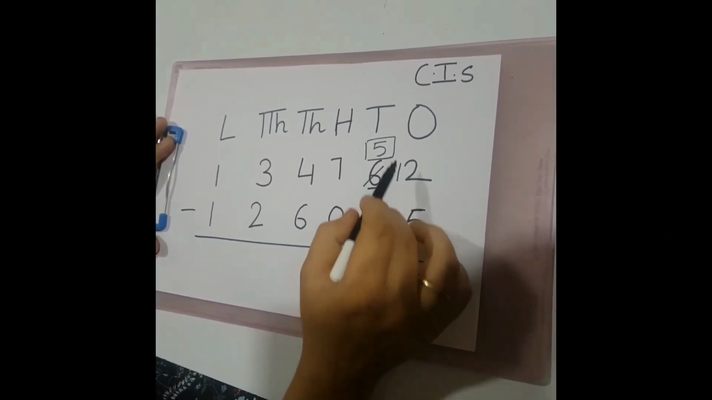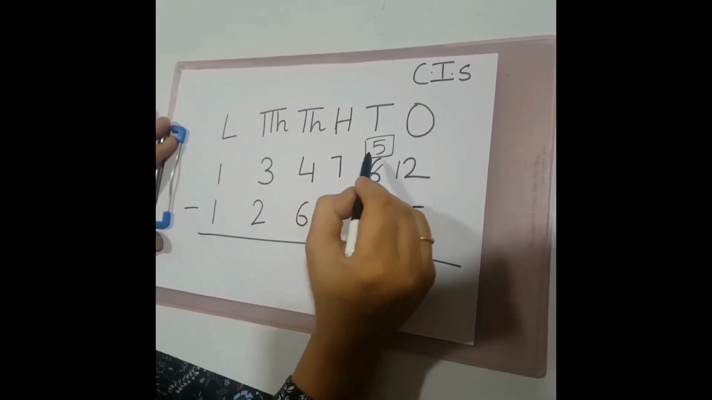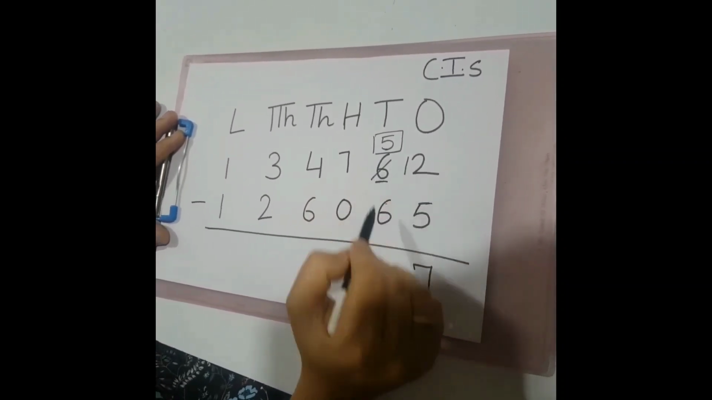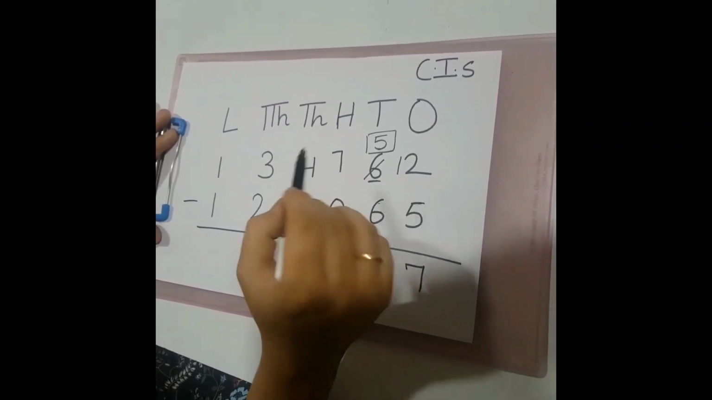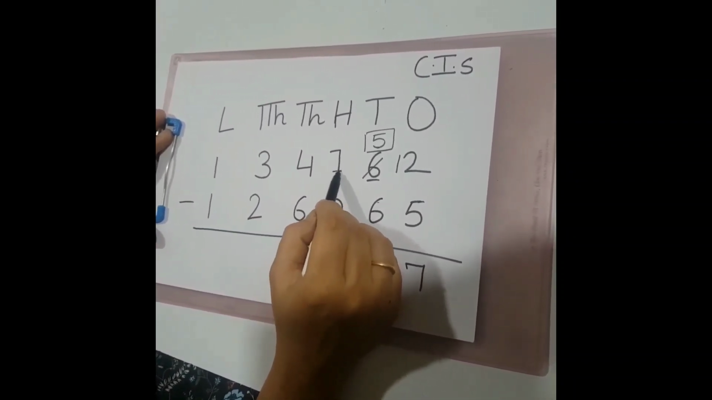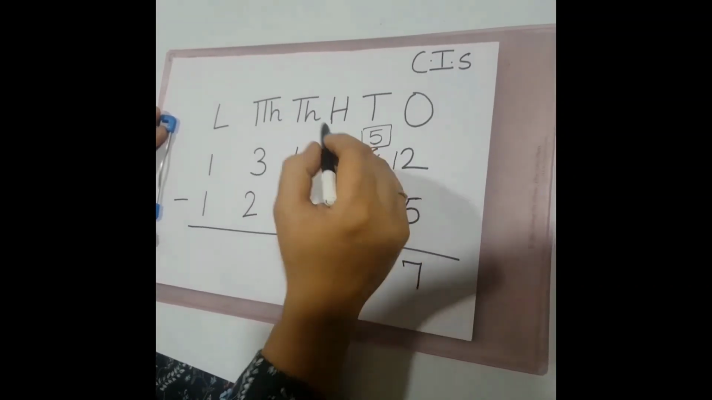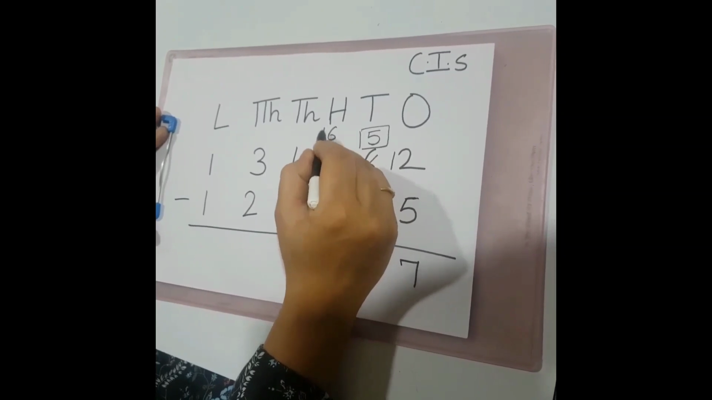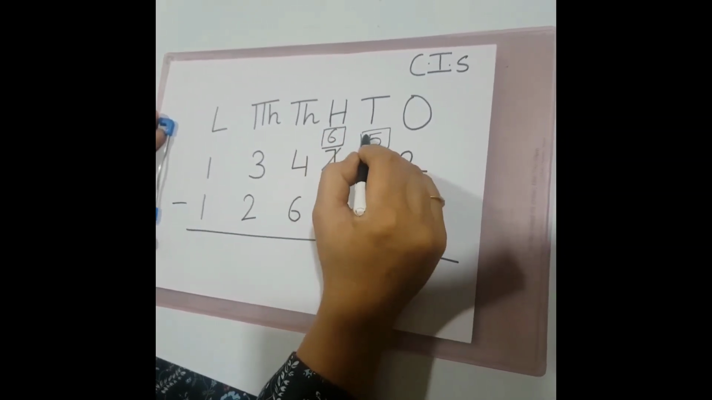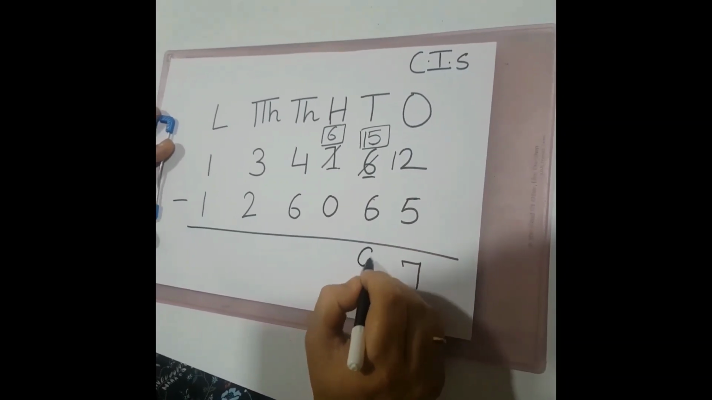Now we'll come to the next place value, that is tens. 5 minus 6. Again it's not possible because 5 is smaller than 6. So what will we do? We will borrow from the hundreds place. At the hundreds place 7 is present. So 7 will be reduced by 1. 7 will become 6 and this 5 will become 15. So 15 minus 6 is 9.